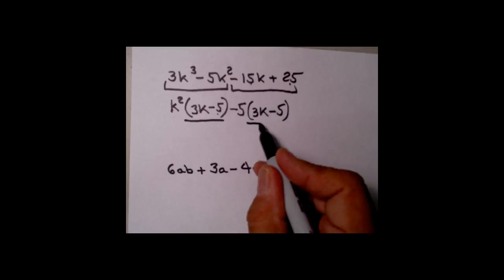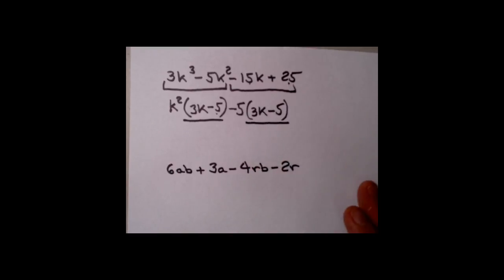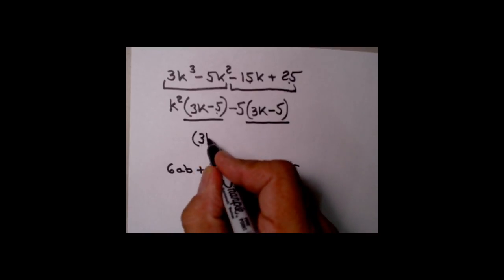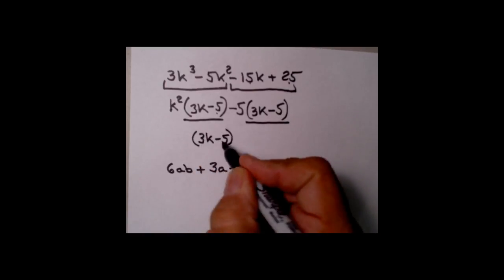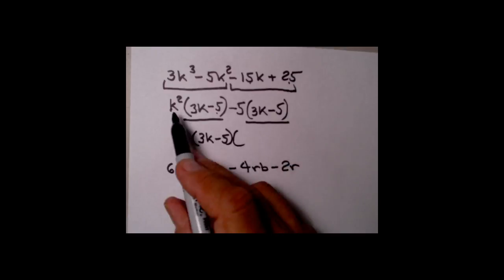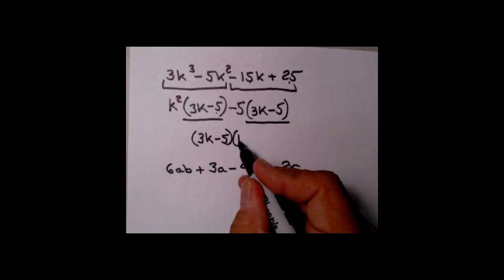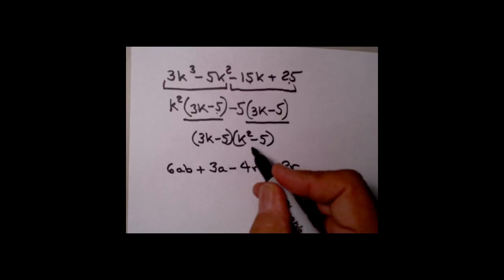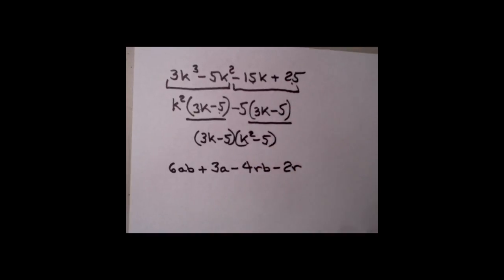Again, this one is factorable. We've exactly got what we want here. So factor that out to begin with: 3k minus 5. And put the leftovers, easy to see, k squared minus 5, in the second guy. Again, if you wanted to check this, FOIL it, you'd get this.